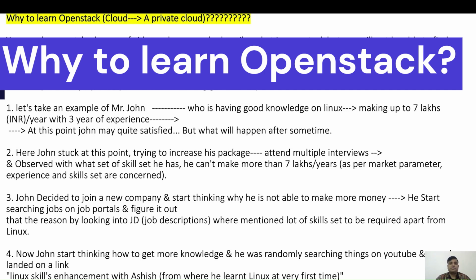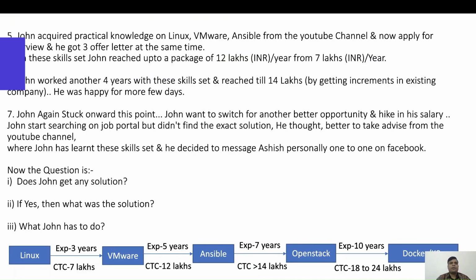He starts searching for jobs on a job portal, trying to figure out the reason. Then somehow he gets a JD, a job description, which mentions a lot of skill sets required apart from Linux. John has only Linux experience. Now John started thinking about how to get more knowledge, and he was randomly searching on YouTube, and somehow he landed on a link, Linux skill enhancement with Ashish, from where he learned Linux the very first time. He started watching videos, learned a lot of cool stuff from the channel, and acquired knowledge and skill set.